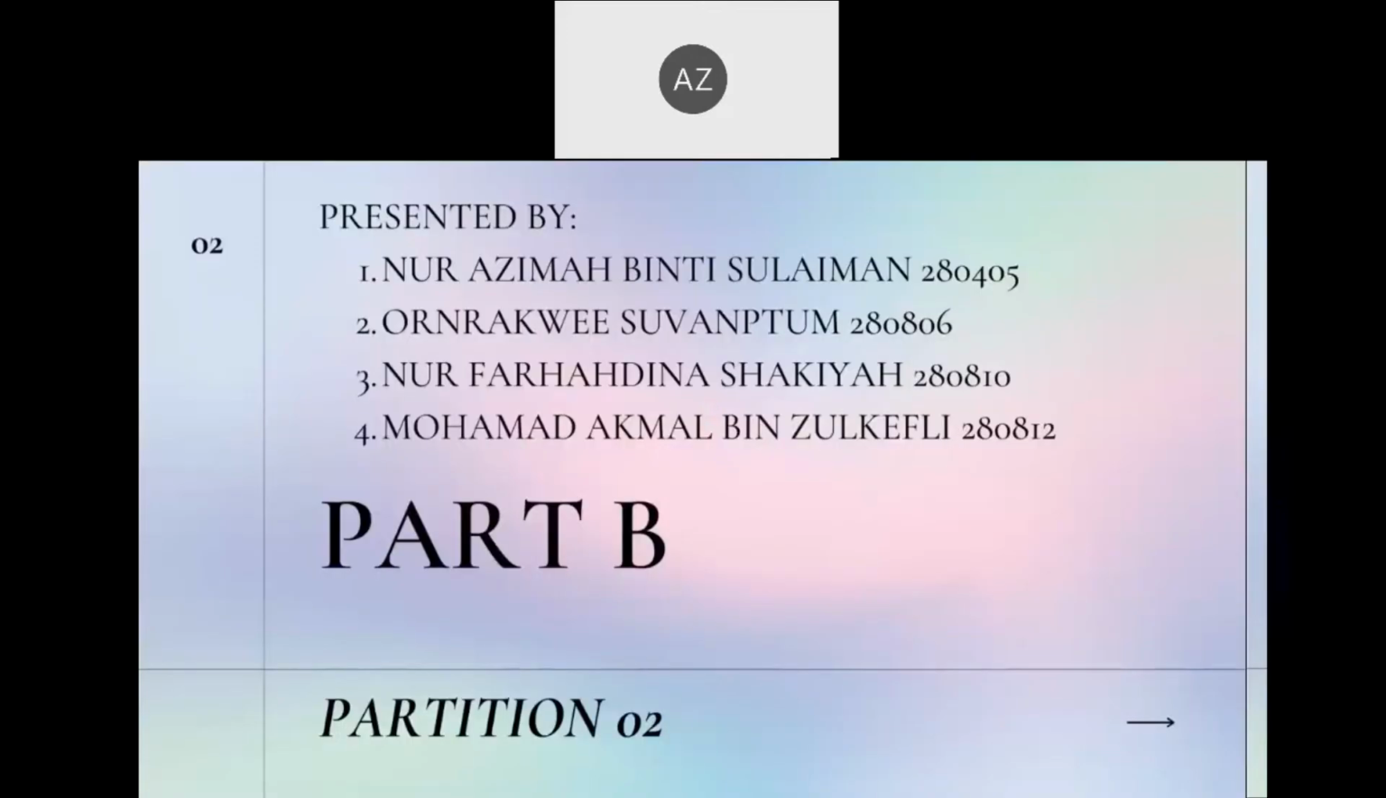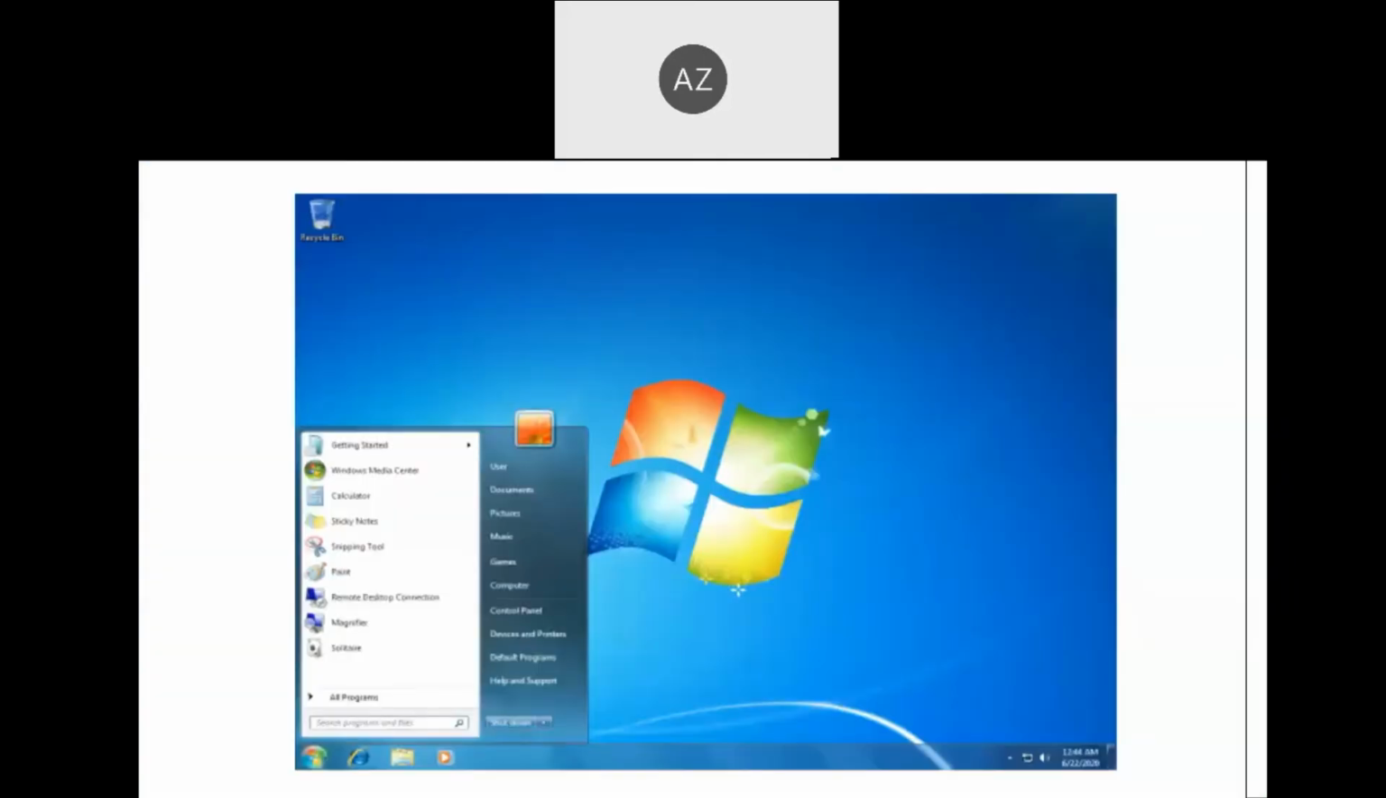For partition 2, this is for Windows 7. Partition 2 for Windows 7 is basically the same as partition 1 for Windows 10, but the difference is only at the start. You just need to go to Computer for Windows 7 and follow the same steps to do the partition like partition 1 for Windows 10.